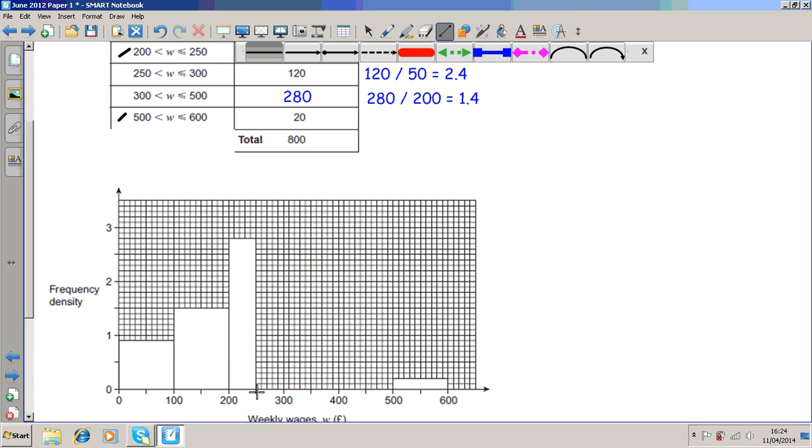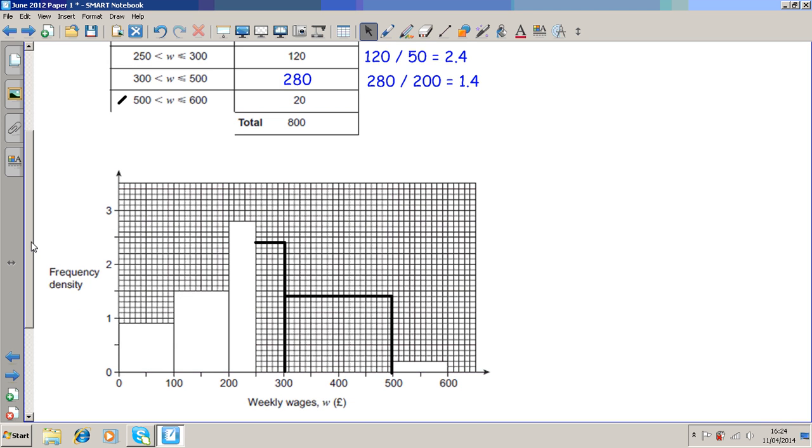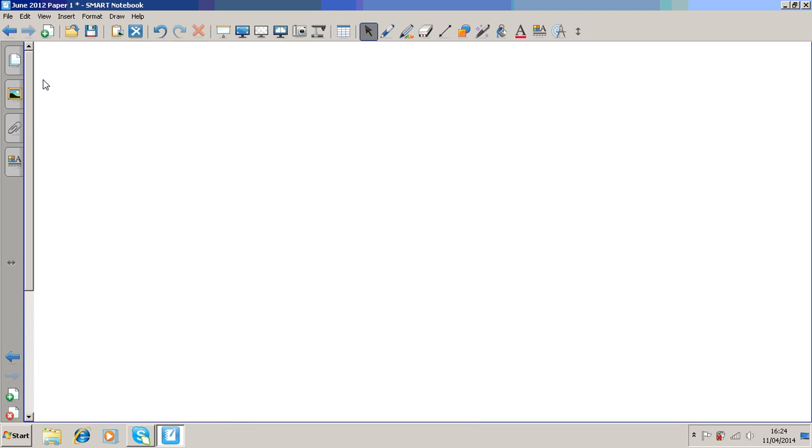So 250 to 300, we're going up to 2.4. Struggling to see the lines a bit, but I think that's there. What a disaster, didn't go far enough. And finally, 1.4 from 300 to 500. So there's that. 1.4 is there, so I'm going to go along to here, 500, and down. And that is that. That's got to be better. There we go. Alright. And that's your histogram done. In fact, I think that's the whole paper done.